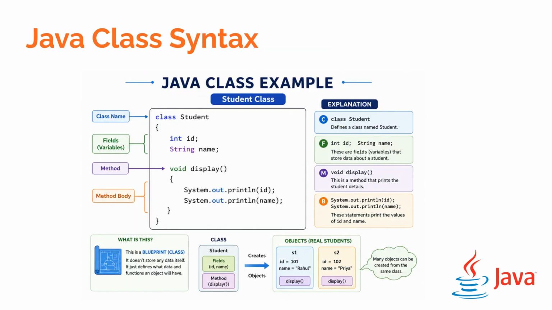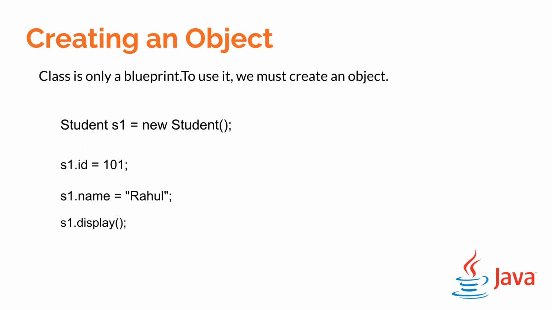This diagram explains how to create and use an object in Java. So far, we have learned that a class is just a blueprint. A blueprint only describes what an object should look like. To actually use that blueprint, we need to create an object. Let's understand this step by step. Student, this is the class name. S1, this is the object reference variable. New, this keyword creates a new object in memory. Student() calls the constructor and allocates memory for the object.